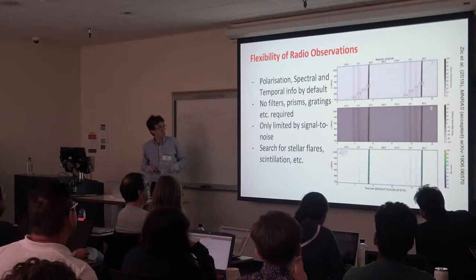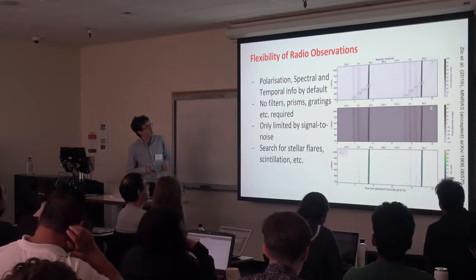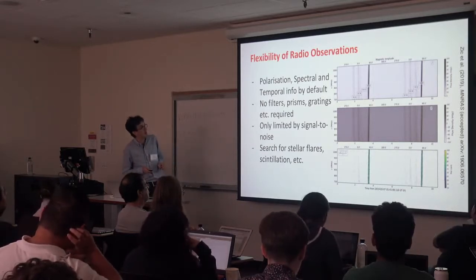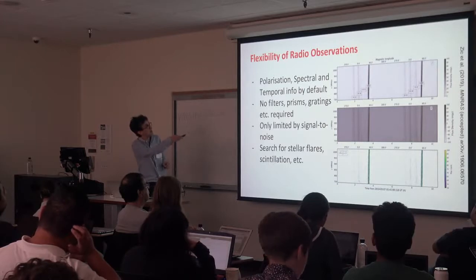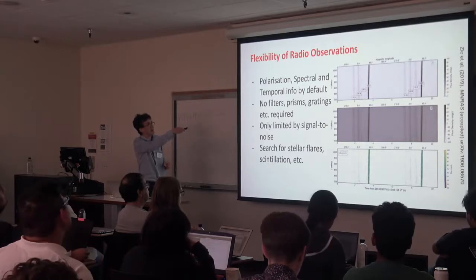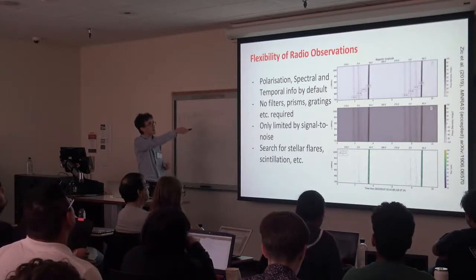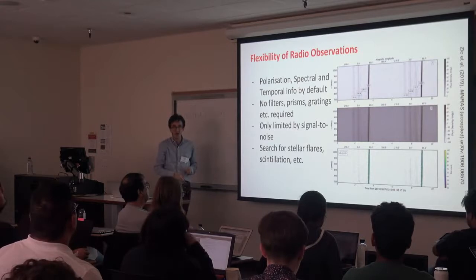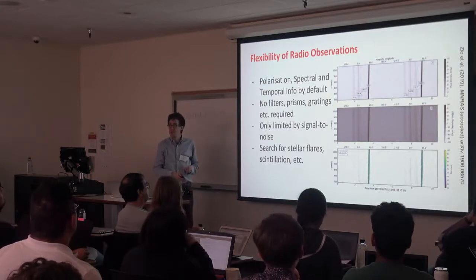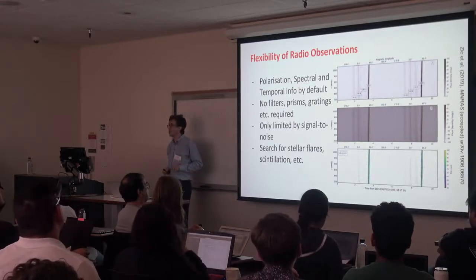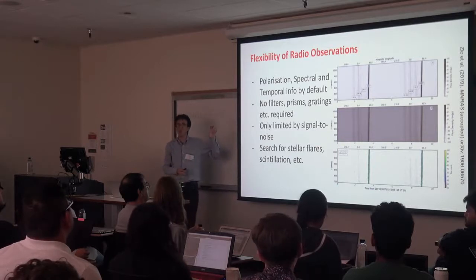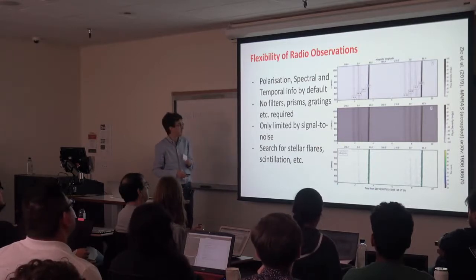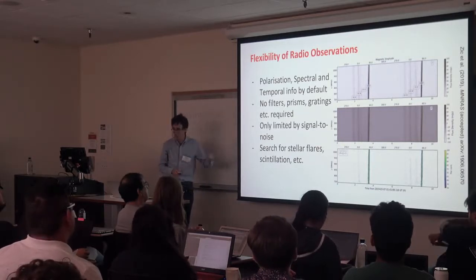So here are some observations we did recently. We were looking at flares from a nearby flare star. And what you can see is that instead of having just the total flux over a bandpass, we were able to break it up into 1,000 little channels and also look at the polarization. And you can see that this flare star had these weird polarized flares. Basically, we're seeing an aurora around another star. So you can do all sorts of good stuff.